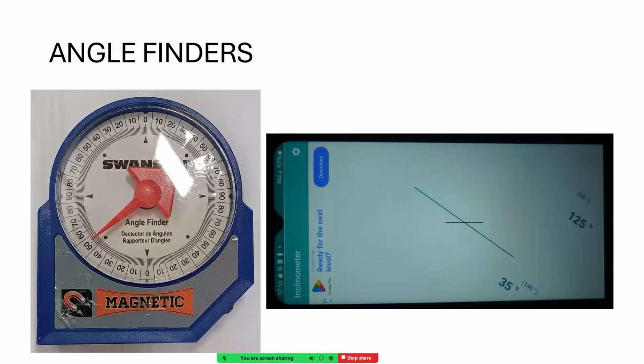Next is the inclinometer, or angle finder, critical in finding how many degrees a camera is looking up or down. You can use a mechanical finder on the left, or just obtain a free angle finder app for your phone. Both will do nicely.